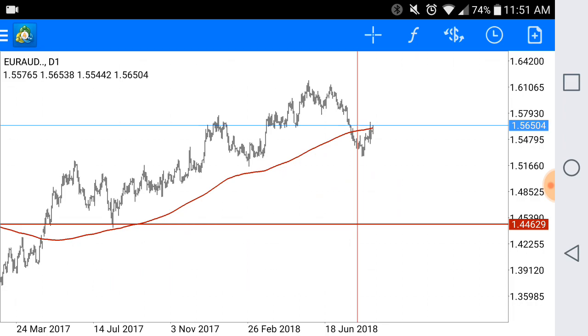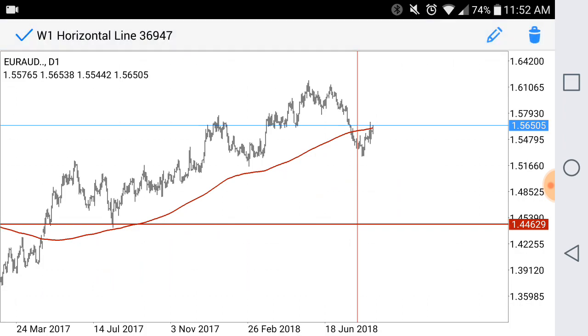Right now we're looking at the Euro Australian dollar pair, and the importance of figuring out your swing highs and swing lows is to use them as your starting points and end points when you're using certain objects and tools. One of these tools would be the Fibonacci retracement, and I will show you how to properly use that.